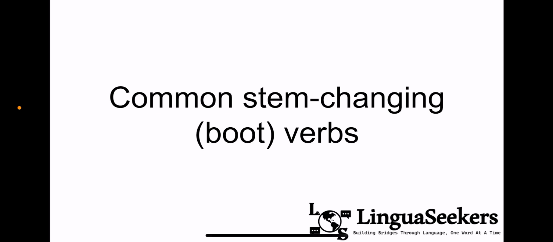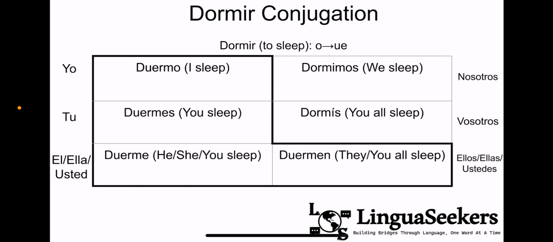So now let's look at common stem changing or boot verbs, and we'll see why we call them boot verbs in a second. So let's look at the verb dormir. Dormir means to sleep, and this is a stem changing verb because the stem o goes to ue. For example, in the yo form, traditionally we would conjugate it by taking away the ending and adding an o. So we would say dormo. But now, because this is a stem changing verb, that o is going to become a ue, and we're going to say duermo, and we'll see that pattern.